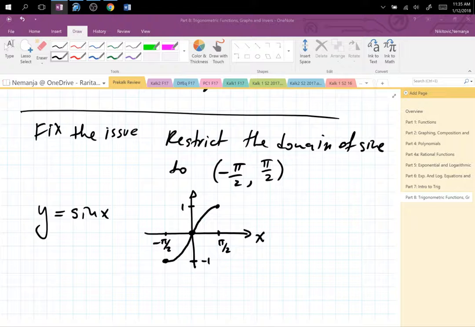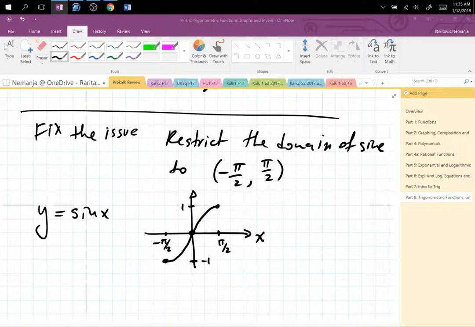Why is it improved? Because, yes, we threw a lot of stuff out, but you still have enough to see it's a sine graph. And you also pass the horizontal line test, which means now you have an inverse function. And if you have an inverse function, you can do stuff in calculus. Calculus applies to functions: derivative of a function, integral of a function, limit of a function. So it's very important to have functions.